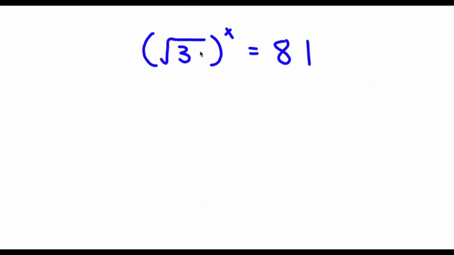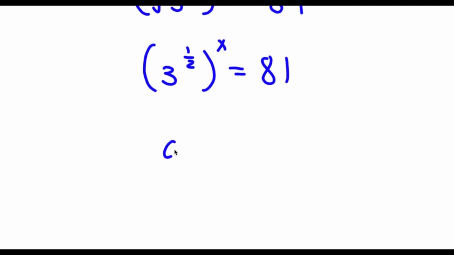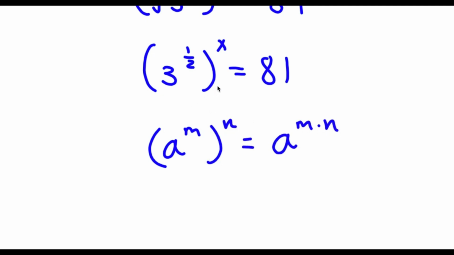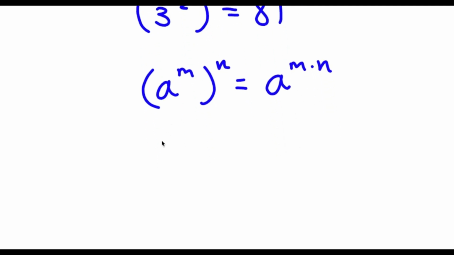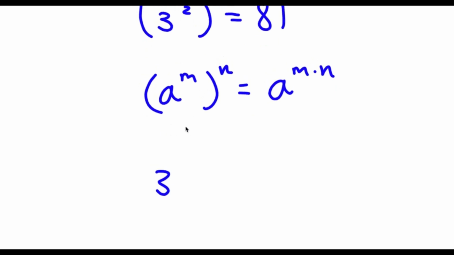Alright, so I have the square root of 3 to the power of x is equal to 81. Now the square root of 3 is the same thing as 3 to the power of 1/2. So now I have 3 to the power of 1/2, to the power of x, is equal to 81. Now if I have something in the form a to the power of m, to the power of n, this is equal to a to the power of m times n. So in this case, 3 to the power of 1/2 to the power of x is going to equal 3 to the power of 1/2 times x, which is simply 3 to the power of x over 2.